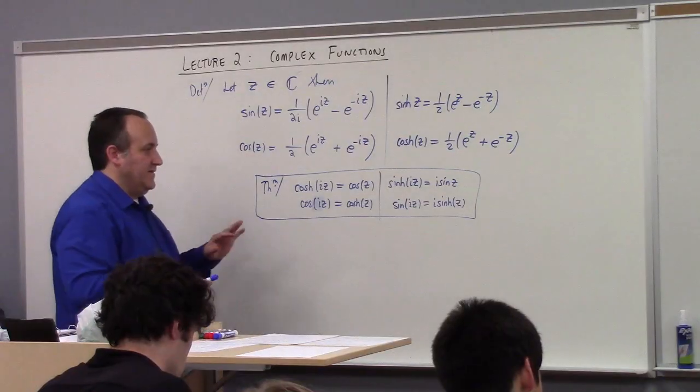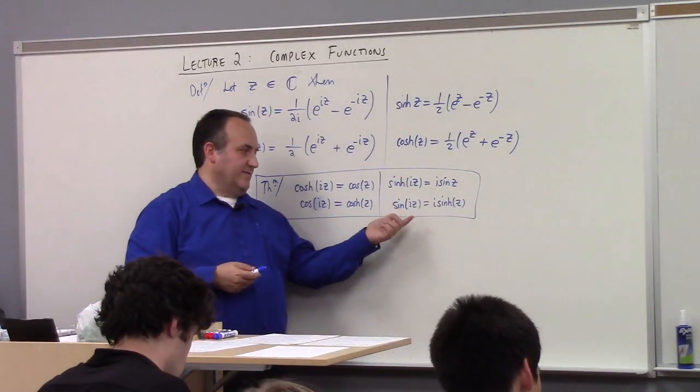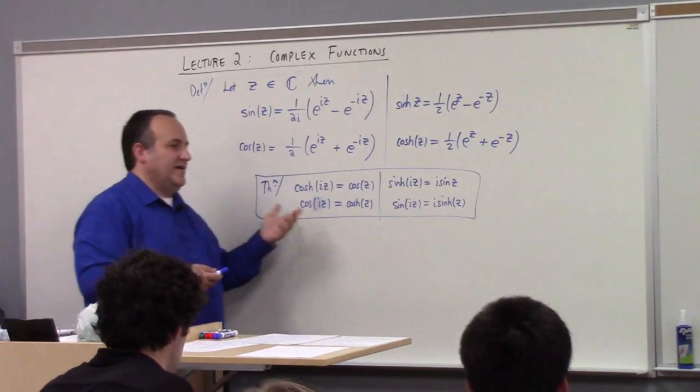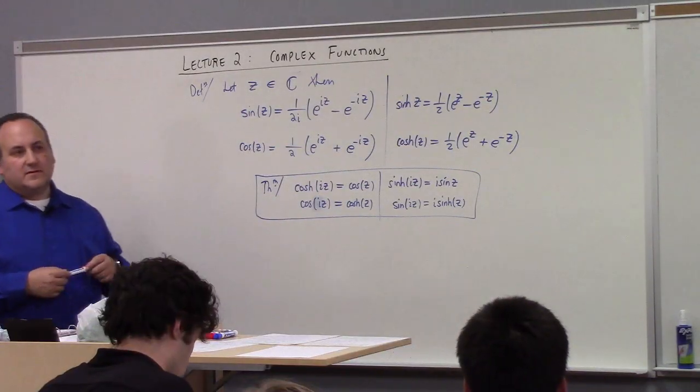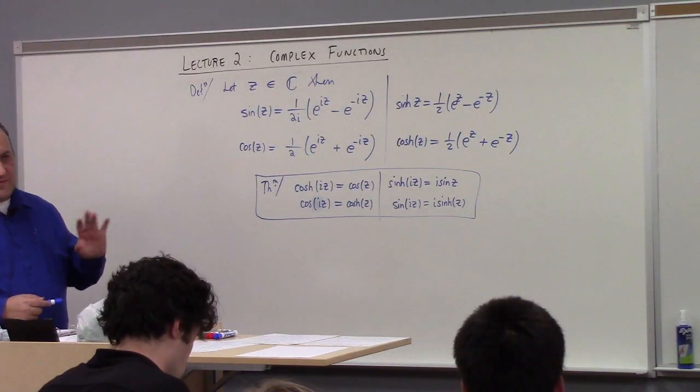If you don't believe me, look at the notes when I post them. I actually have one of these worked out. The cosine and cosh ones are pretty obvious, right? But the sine one catches me off guard sometimes.